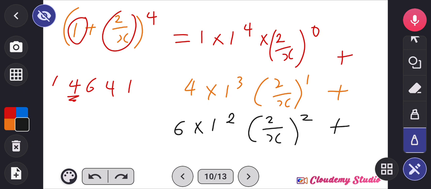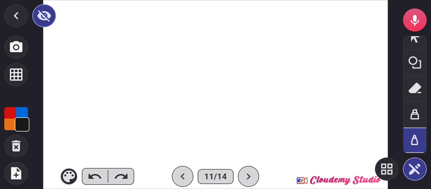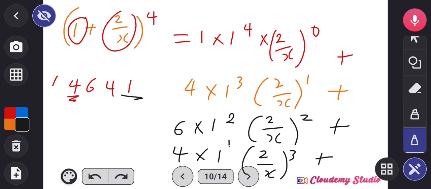Therefore, the next one is plus 4. That is 4 multiplied by 1 raised to the power 1, right? Upon 2 divided by x raised to the power 3. Plus the next one will be 1, the remaining one that is here. That will be 1 multiplied by 1 raised to the power 0 into bracket 2 divided by x raised to the power 4. And then we have our this thing here. Now remember that this one that is here will be equals to 1.